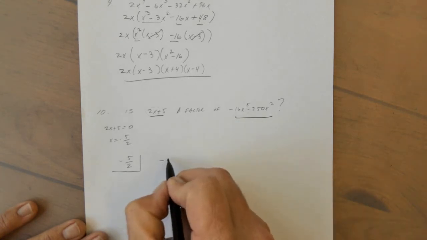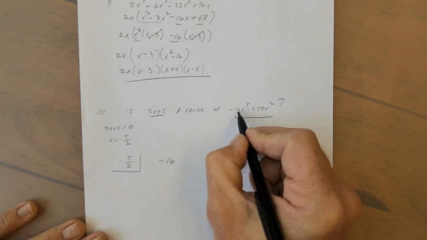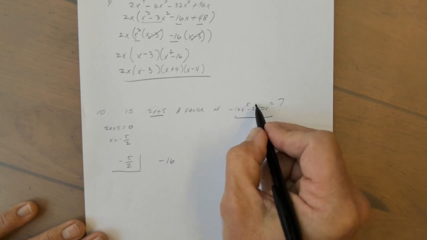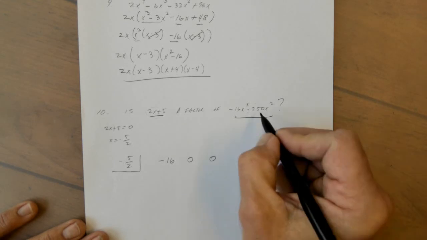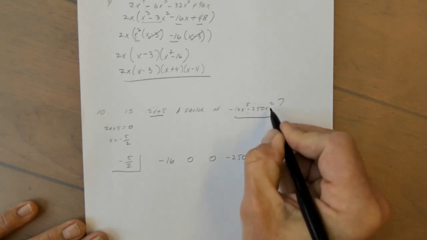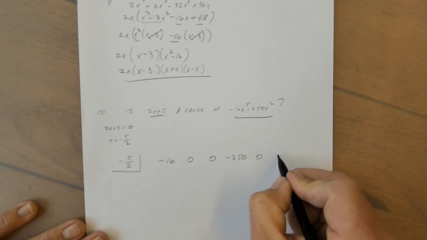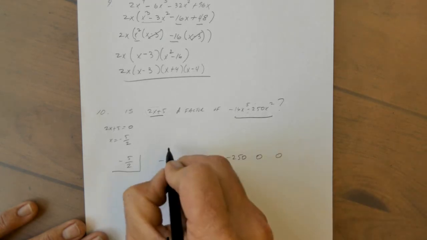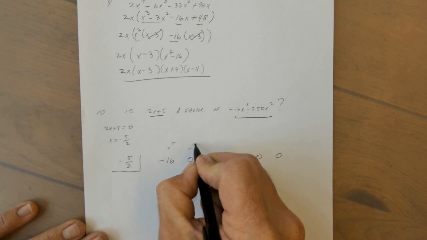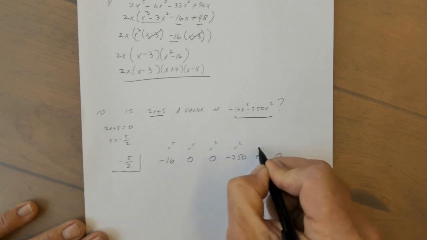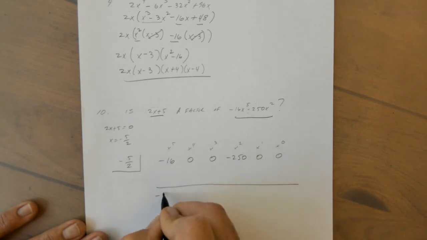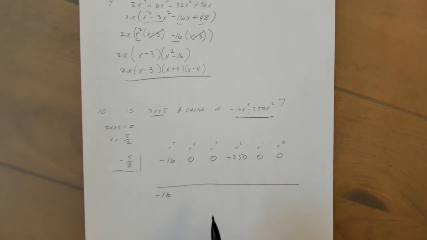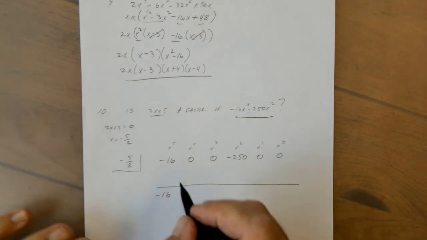Okay, so working with our coefficients, we have negative 16 from x to the 5th. Notice we have no x to the 4th or x to the 3rd term, so those have to have 0 placeholders. We have a negative 250 x to the 2nd, and a placeholder for x to the 1st, x to the 0 or constant term. Right, so there's our x to the 5th, 4th, 3rd, squared, 1st, and 0 constant term. Okay, so bring down the first term, negative 16, and now we have negative 5 halves times negative 16.